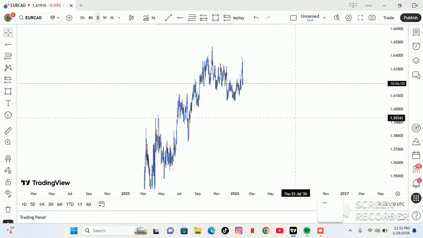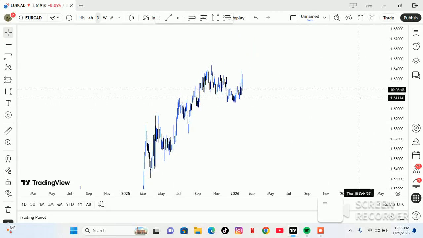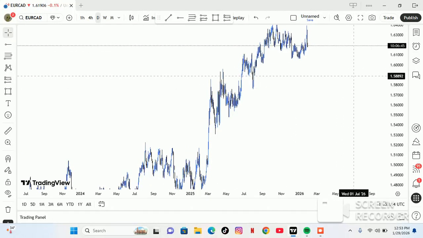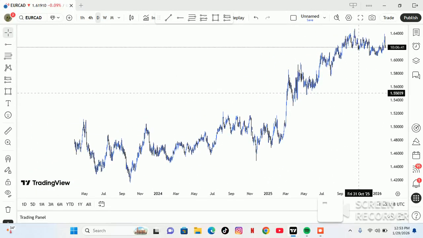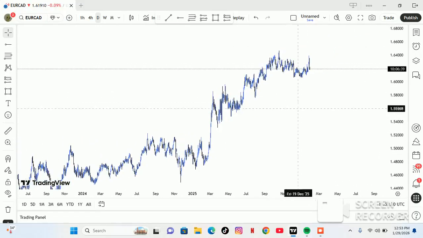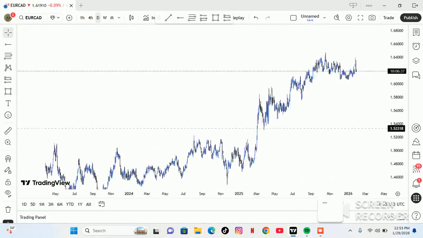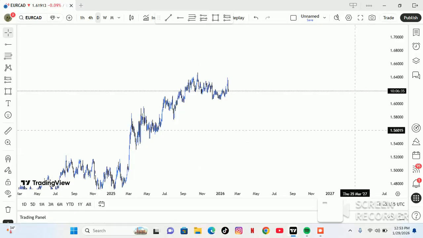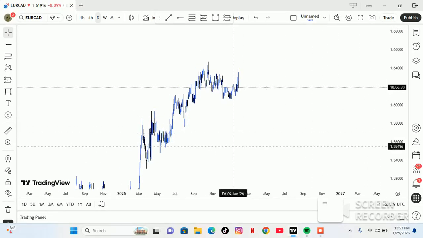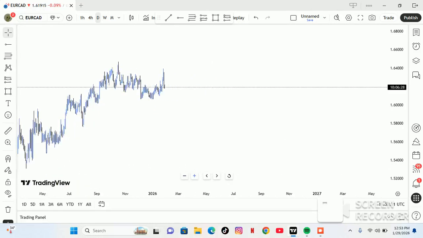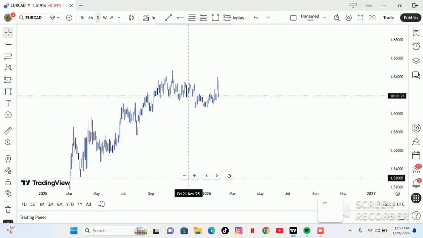First of all, what are we going to be looking for? Is the trend of the market. What is the trend of the market? The trend of the market is bullish. As you can see, we are buying all throughout the years. So we are going to be looking for buys alongside with the trend. We are going with the trend, not against the trend.